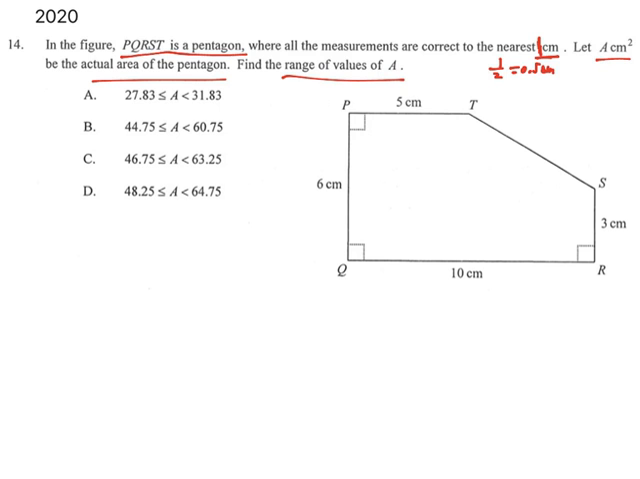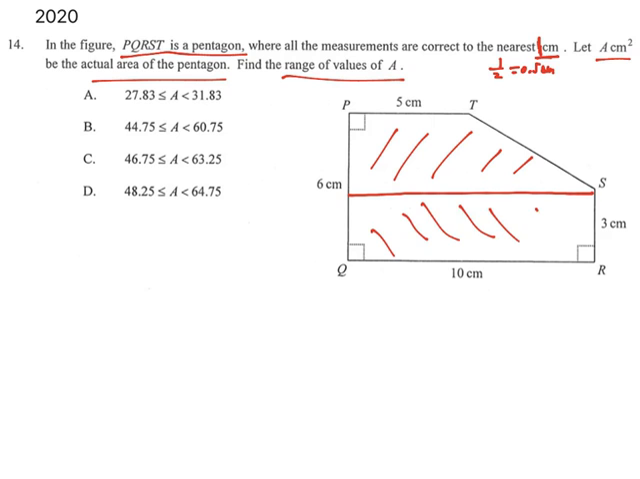Find the range. Now for this pentagon, we don't have a formula to calculate directly, so we need to cut it into 2 parts. So it can form the trapezium and also the rectangle. For each side, for example this one, and this one, and this one, it is independent. But for PQ, it is related to this SR. So you need to be careful.